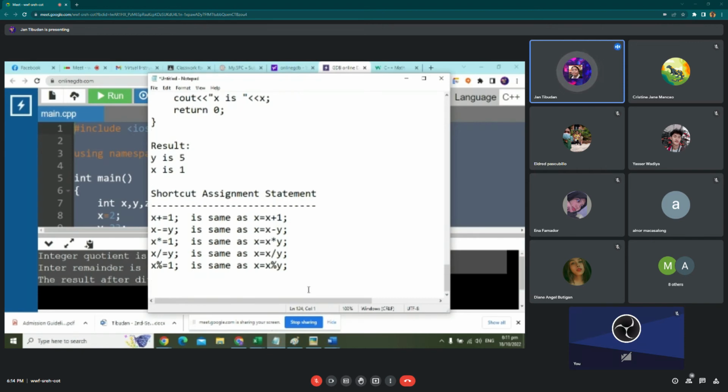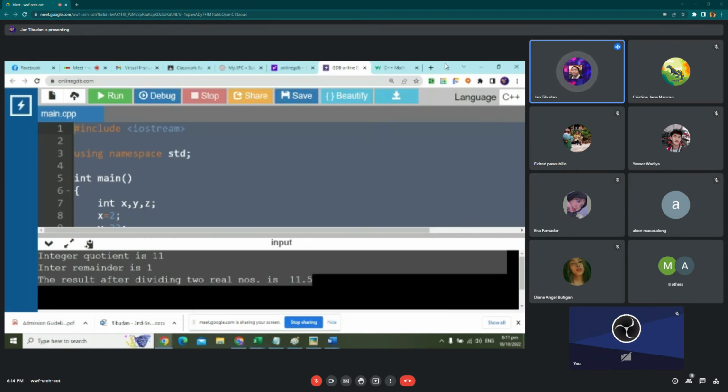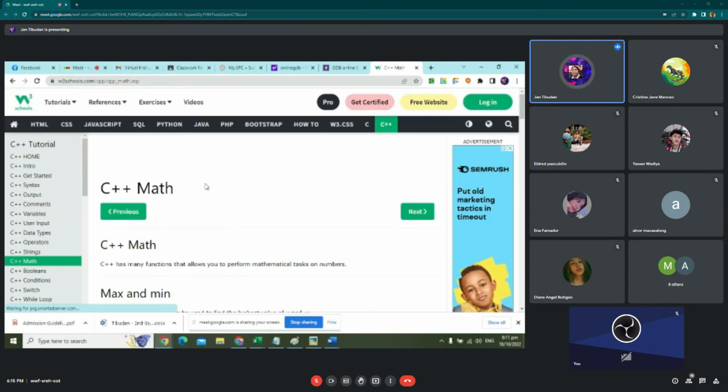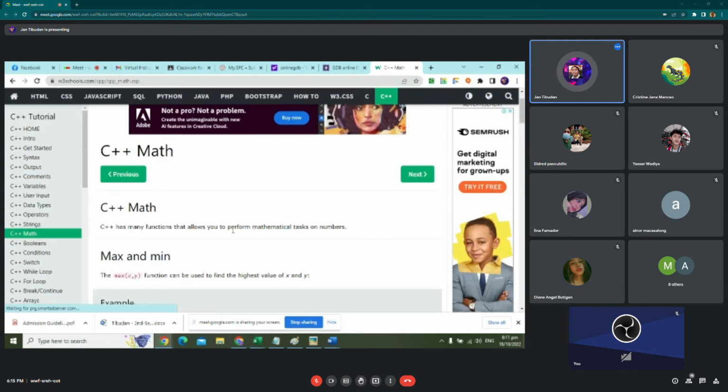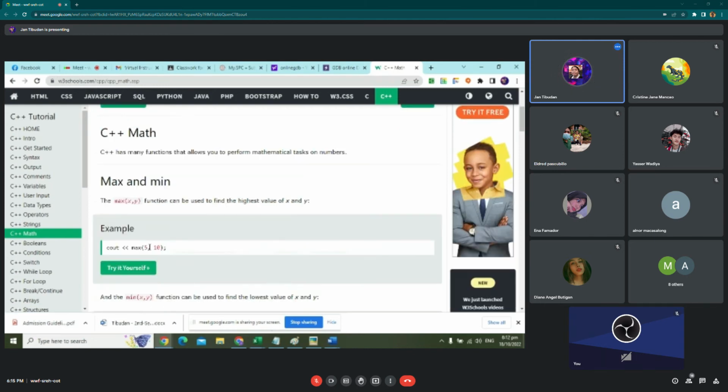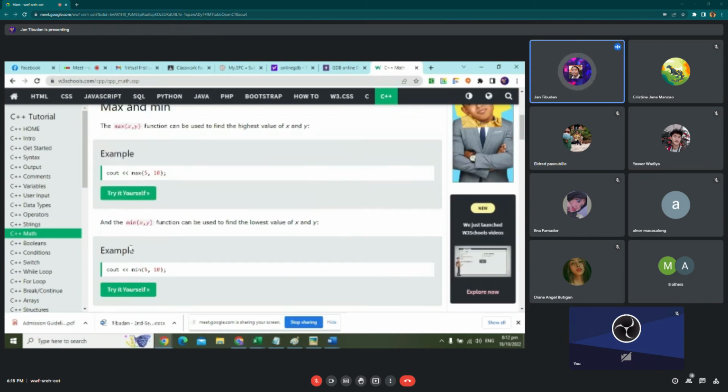Then, this time, class, as I have said before, nasa tayo ginatawag nga C++ math. Okay? So, which means natay mga math function. For example, this one, max xy. Okay? So, which means identify niya which among of x and y has the highest value. So, kana siya. So, pwede ka mo gamit itong max. Same as min or minimum.